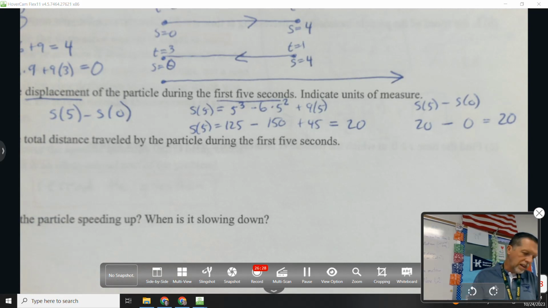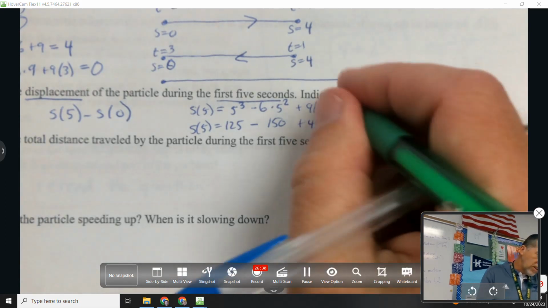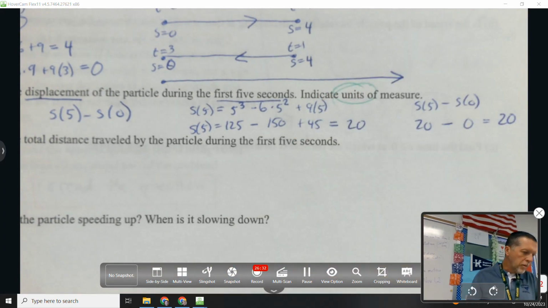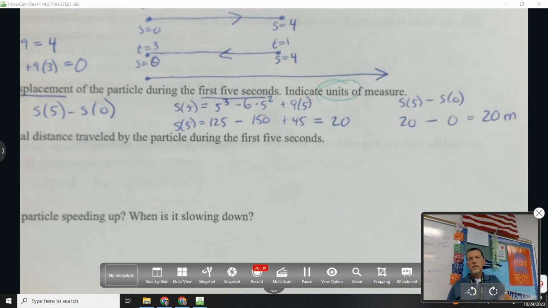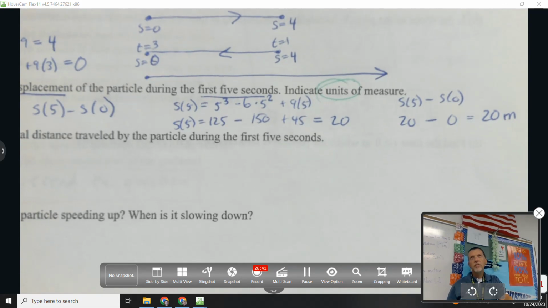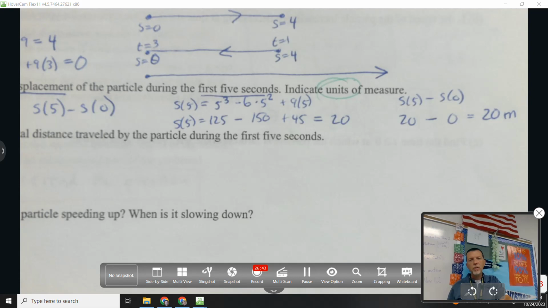So 20, and then this one does say units, so we look all the way back up. S is in meters, so 20 meters. So after 5 seconds, we're 20 meters to the right of where we started.